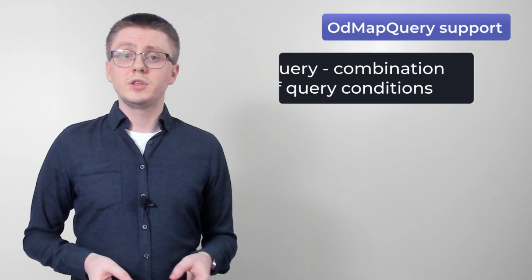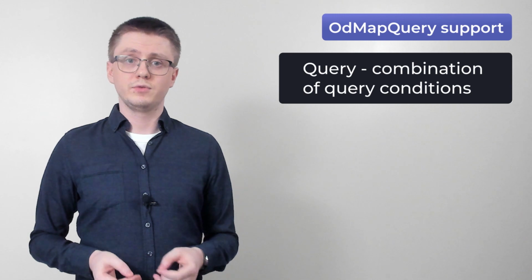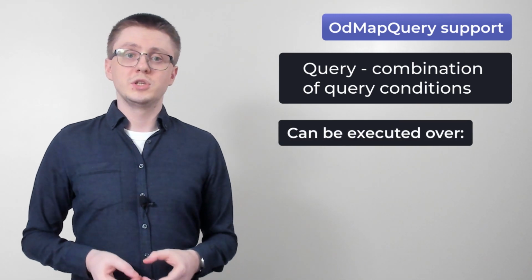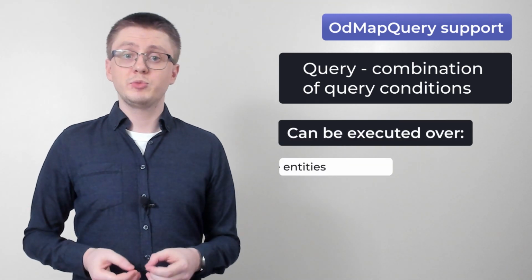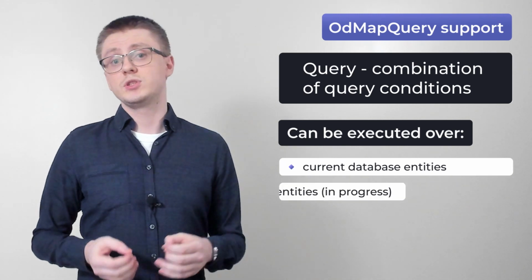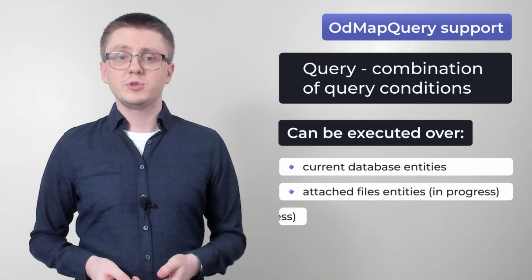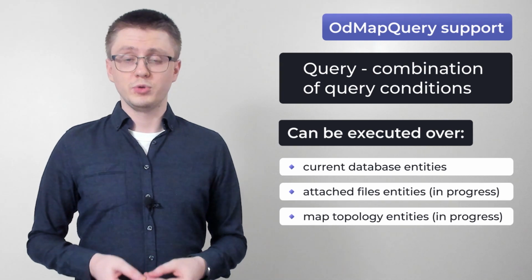ODMap query is used to filter a set of entities by logical combination of query conditions. Set of entities to which the query can be applied can vary. It can process entities from the current file, it can process entities from attached file, or it can process entities that belong to specified map topology.